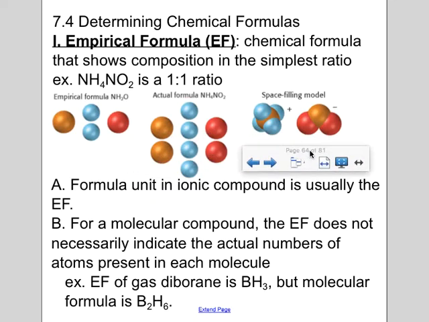All right. So empirical formulas, which I'm going to abbreviate EF, show composition of a compound in its simplest ratio. Okay, so if I'm looking at ammonium nitrite, NH4NO2, it's a 1-to-1 ratio. So here I have NH4NO2. These are my hydrogens. These are my nitrogens. These are my oxygens. Okay, but I can simplify it.